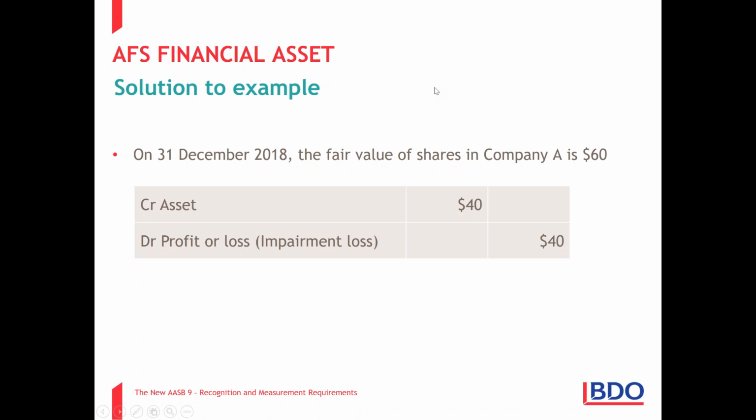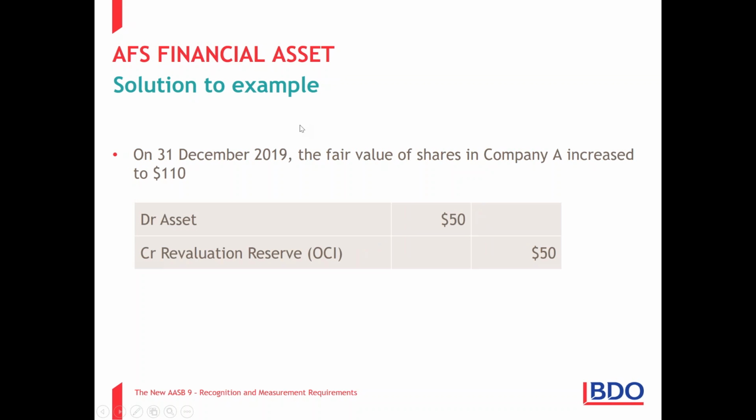So we have to credit that asset, so the asset has to go down to a fair value of $40 with debit profit and loss $40. I do apologize, my numbers here are the wrong way around, but the descriptions there, credit and debit, are correct. Then on the 31st of December, the fair value of the shares now go up to 110. Now this is the issue. We're going to debit the asset with 50 because our asset always has to be at fair value of 110. And we will credit revaluation reserve with 50.